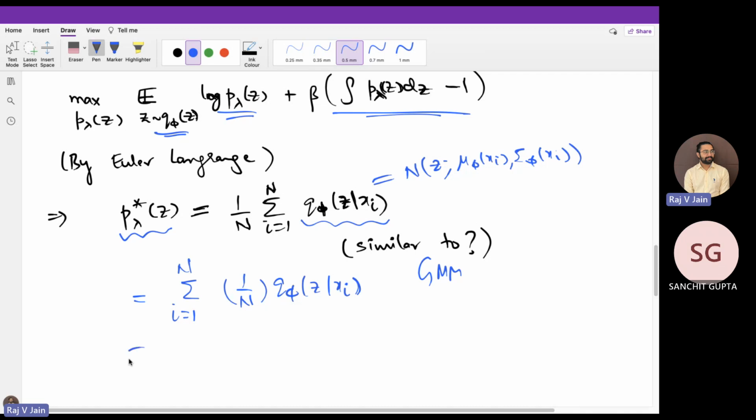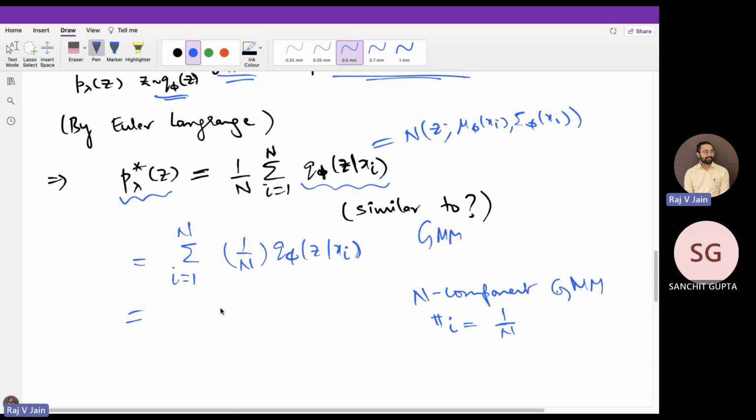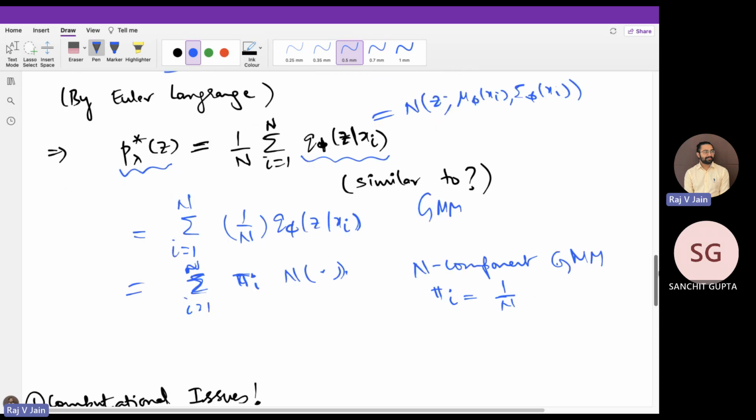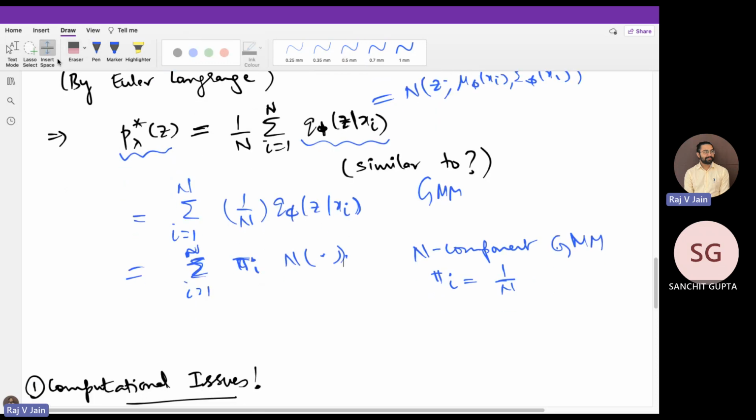So this turns out to be some sort of an n component Gaussian model, right? Where each component's prior probability pi_i is 1 by n. This is how we define it: the sum over i equal to 1 to n of pi_i times some Gaussian distribution. That's the idea. So they come to this and say this is the optimal, but the problem is that this gives you computational issues.